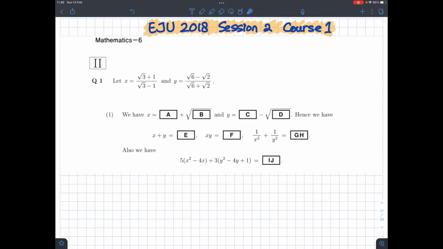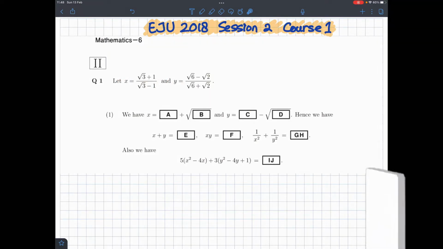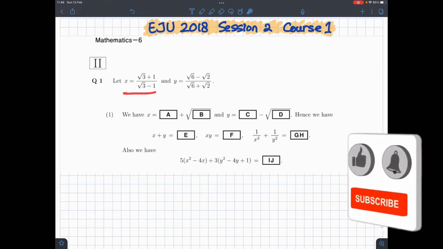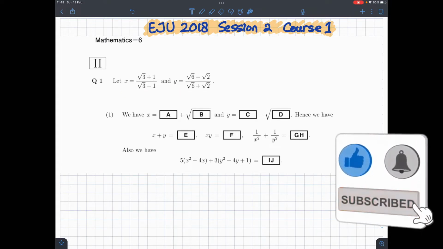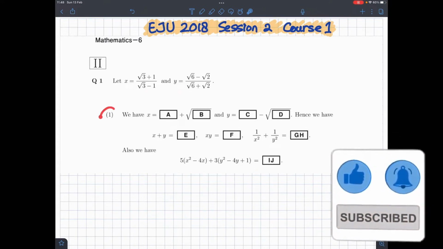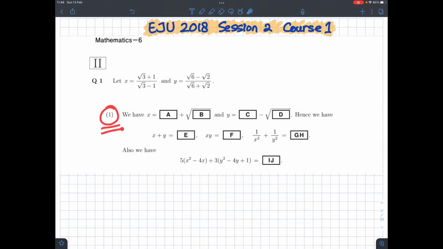And in this problem we talk about rational numbers. We have x and y, and in this first part they ask us to rationalize x and y. Okay, let's start.